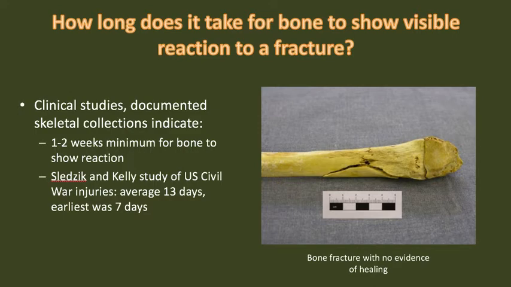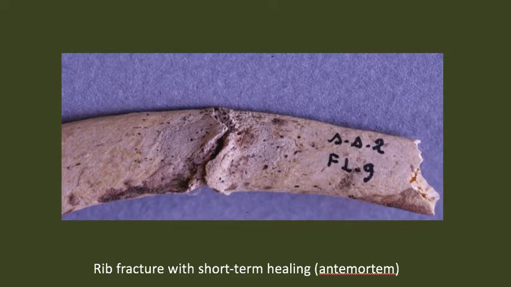So it's something you always want to make sure that you're looking for any evidence of healing to fractures when you're doing this kind of analysis. Here is an example of a rib fracture with short-term healing. This is an example of antemortem fracture to a rib bone. You can see here that we have a bony response that's happening, but it's not healed. So this bone was in the process of healing when the person died.